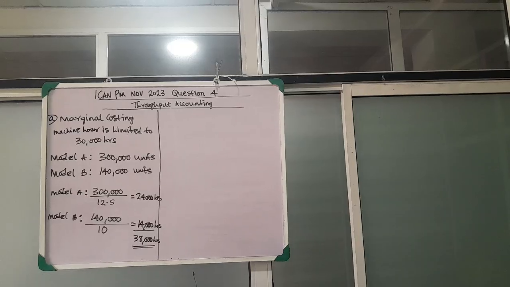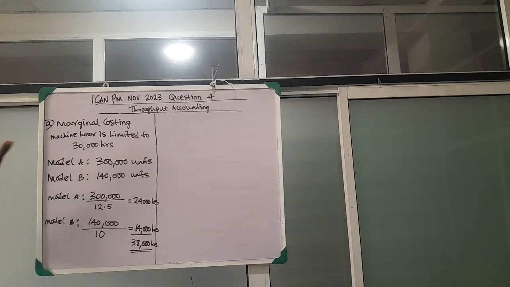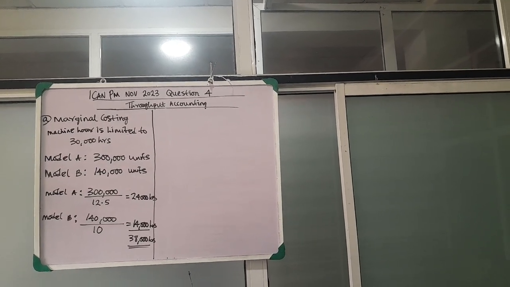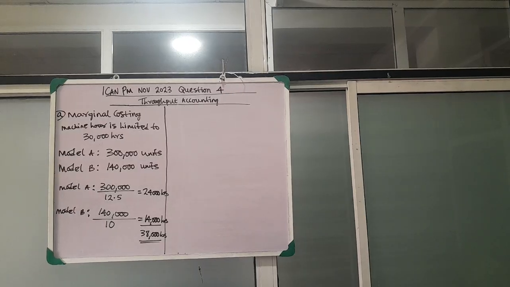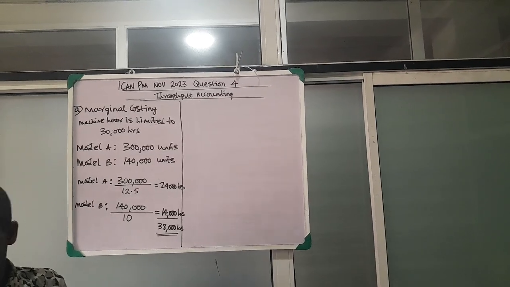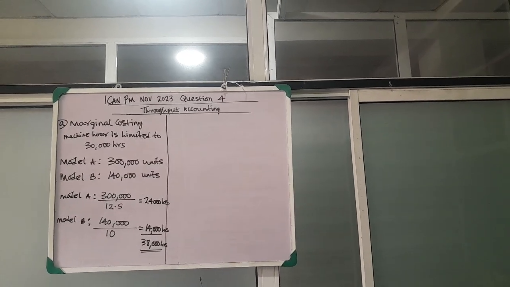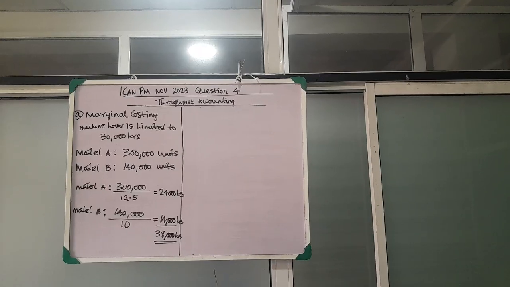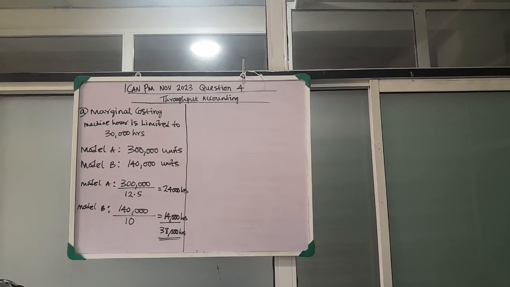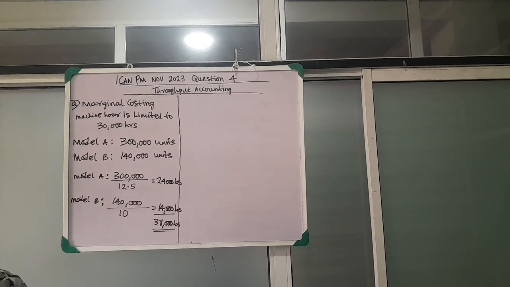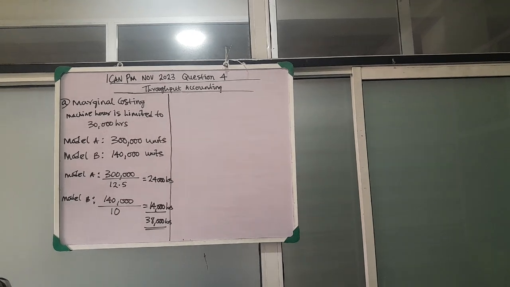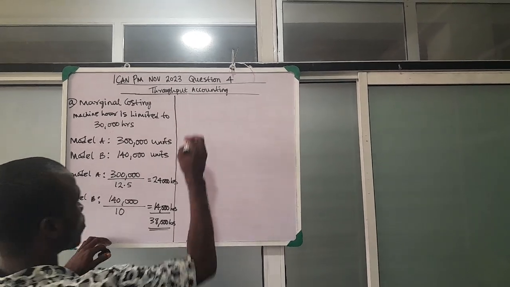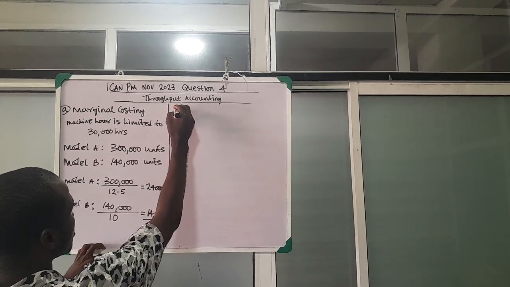So that is the first thing we are going to do. What it means is that machine hour is a limiting factor and machine hour is a bottleneck. Since we have verified that machine hour is a limiting factor, the next thing we are going to do is to calculate the contribution per unit and the contribution per machine hour. So we'll calculate the contribution per unit.